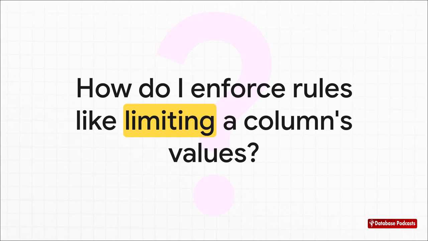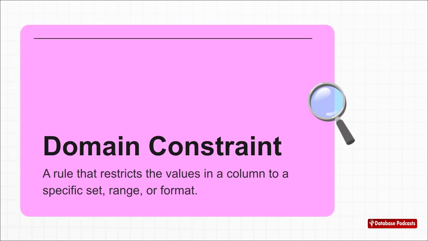Exactly. This is where we level up from just basic data types. What if you have a product rating column that should only accept numbers from 1 to 5? Or what if an employee type can only be full-time, part-time, or contractor? How do we build that kind of logic right into the database itself so it can't be broken? We handle this with something called a domain constraint.